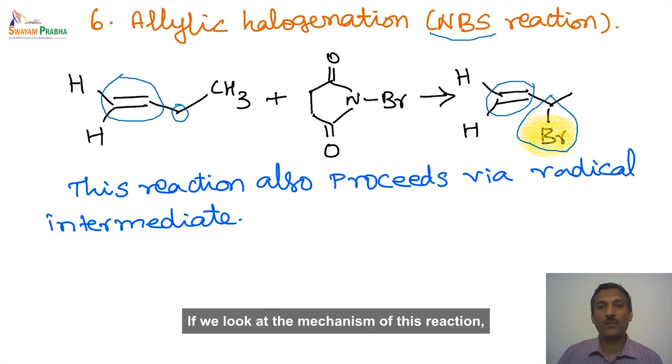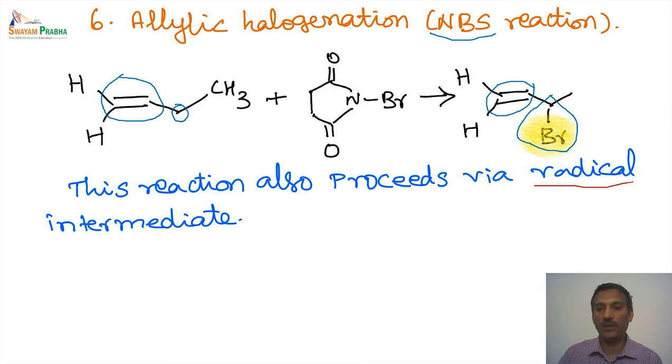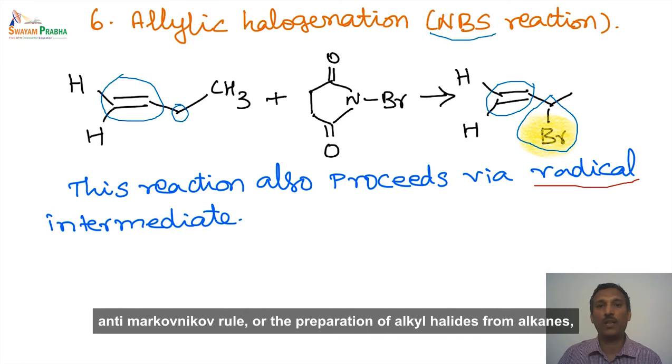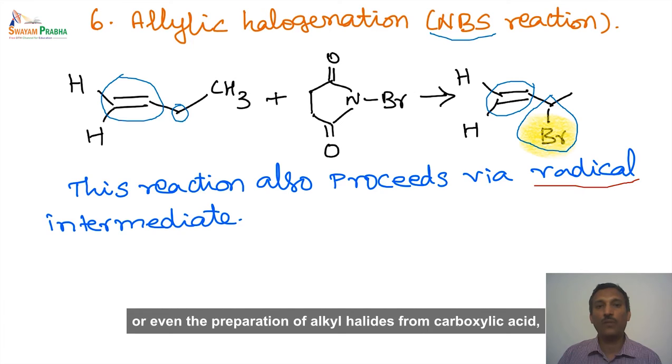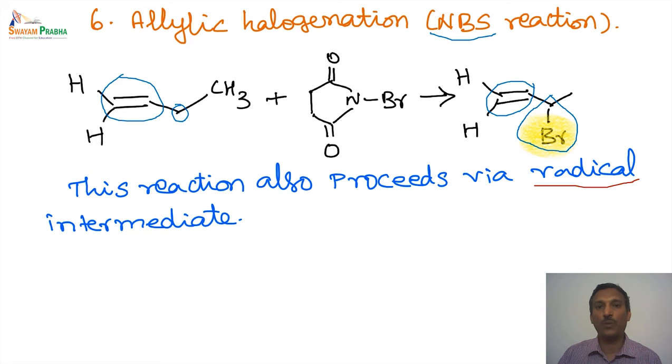The mechanism of this reaction also proceeds via the radical mechanism basically. So far, many of the alkyl halide preparation reactions we have seen proceed via radical reaction. So this is the one you have to remember: the hydrogen peroxide mediated anti-Markovnikov addition, the preparation of alkyl halides from alkanes, or even the preparation of alkyl halides from carboxylic acids, and this allylic halogenation reaction. All these reactions involve a radical intermediate as the crucial compound.